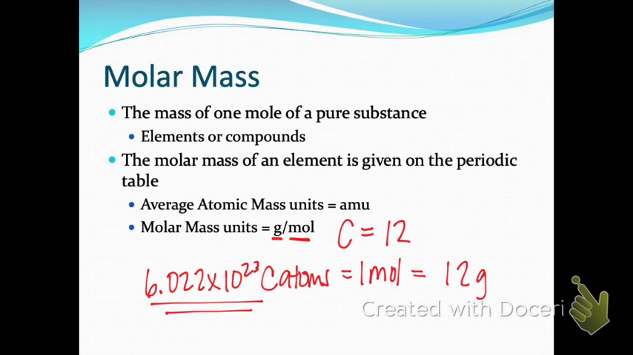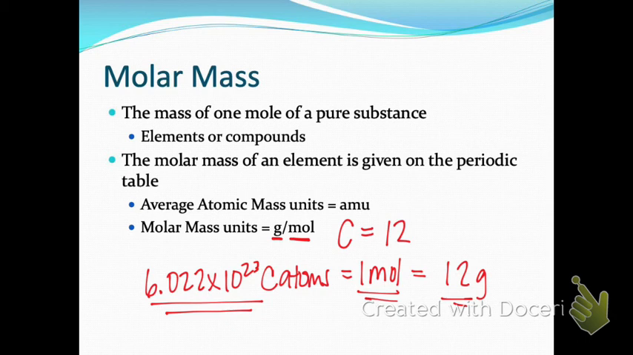When we talk about molar mass, we don't measure it in AMU. We measure it in grams per mole, because if we put a mole of carbon atoms on a scale, they would weigh 12 grams, just like the atomic mass is 12 for carbon. It's the same number, it just has different units. Okay, so calculating molar mass of an element is very, very simple.